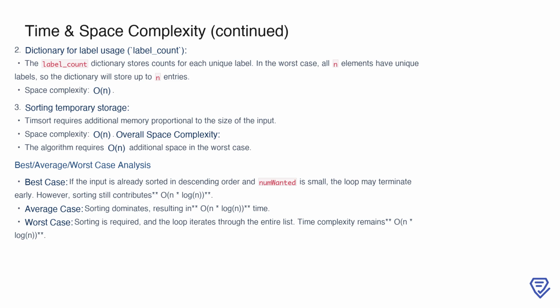Now, examining different scenarios, the best case occurs if the input is already sorted in descending order and num_wanted is small, allowing the loop to terminate early. However, sorting still requires O(n * log n). In the average and worst cases, sorting dominates, and the time complexity remains O(n * log n).